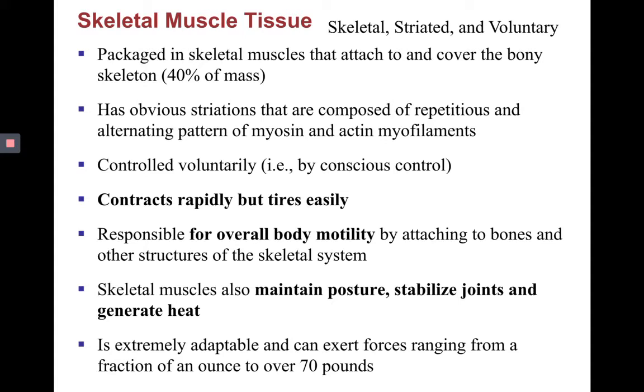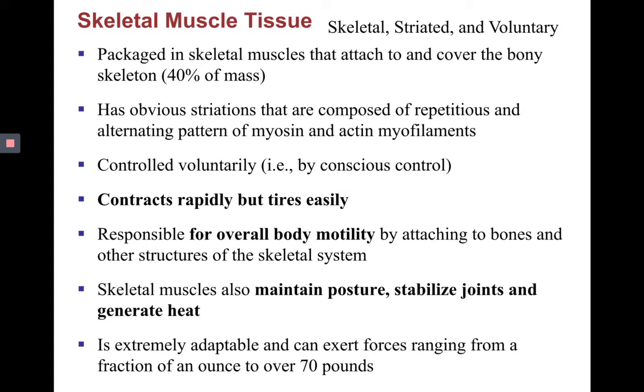Said another way, the reason that there are striations in skeletal muscle and also cardiac muscle is because there are repeating and alternating patterns of the myofilaments in that type of muscle, specifically in that muscle cell. We also know that skeletal muscle is controlled voluntarily, so it's under conscious control by the central nervous system, specifically the somatic nervous system. Skeletal muscle can also undergo fatigue. That's because it contracts rapidly but tires easily, and it's responsible for overall body motility by attaching to bones, but specifically attaching to bones across joints. That allows not only for joint stabilization, but for us to maintain posture.